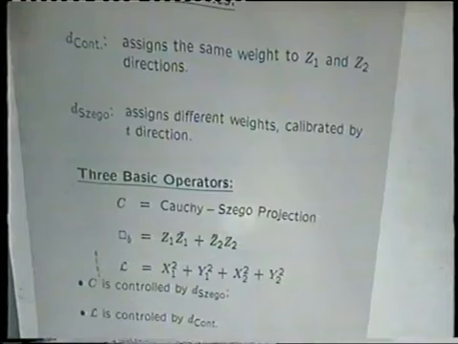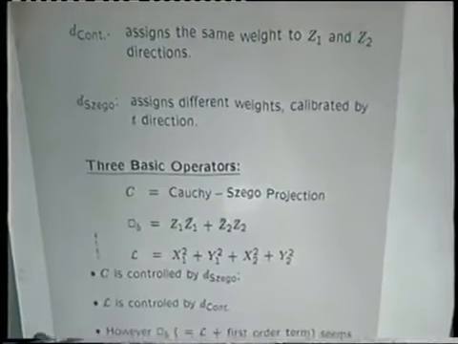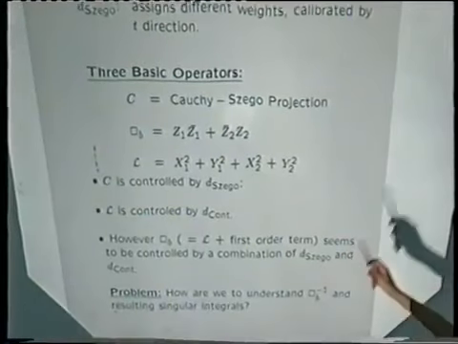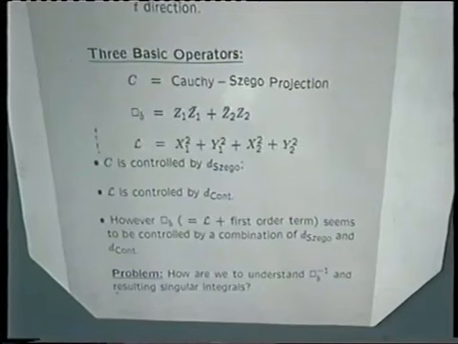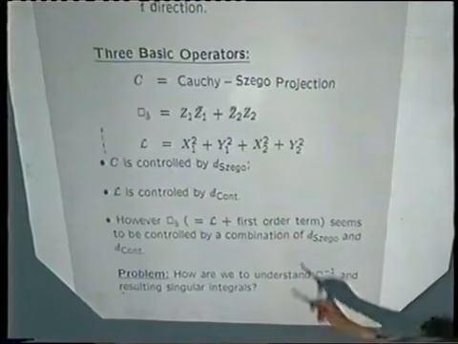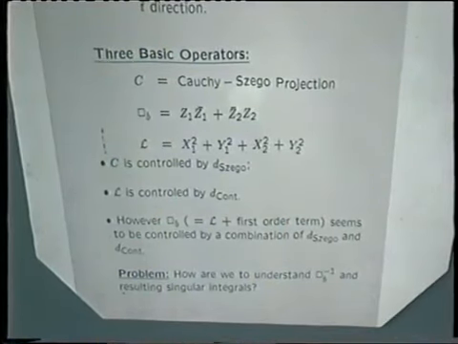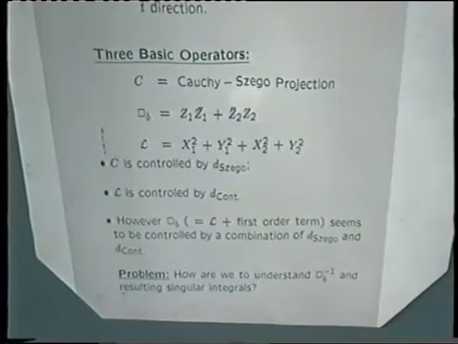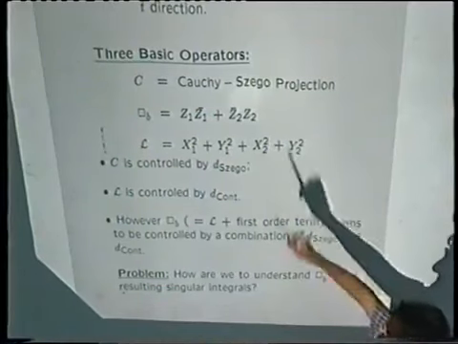Now, why all of this fuss about these two metrics? Because there are three basic operators that you might want to consider. One is the Cauchy-Szego projection, and that turns out is controlled by exactly the Szego metric, and hence the terminology Szego metric. The other one is the sub-Laplacian, which is controlled by the control metric. And the last one is the interesting one for the box B complex, and that's this box B operator. Here's an example of it.